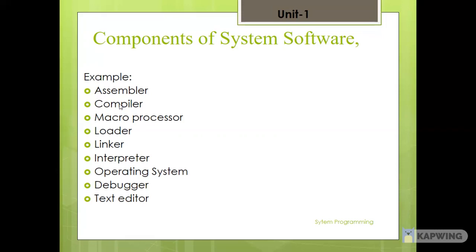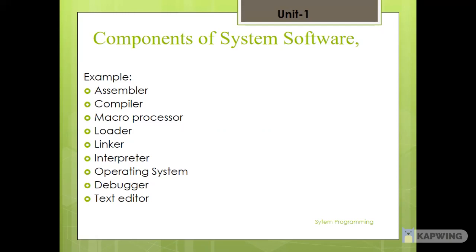Then the next one is the macro processor. Here we are using macros, different types of macros. The macro processor will translate your assembly language into the machine level. Then we have the loader. What is the function of the loader? The loader loads the code and starts its execution. The linker links shared libraries at runtime. At the time of execution, it will link the files. That is the function of the loader.